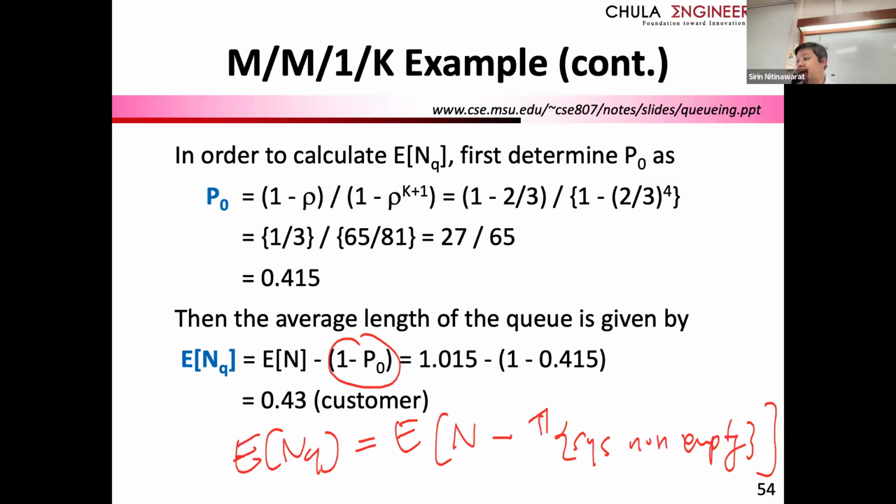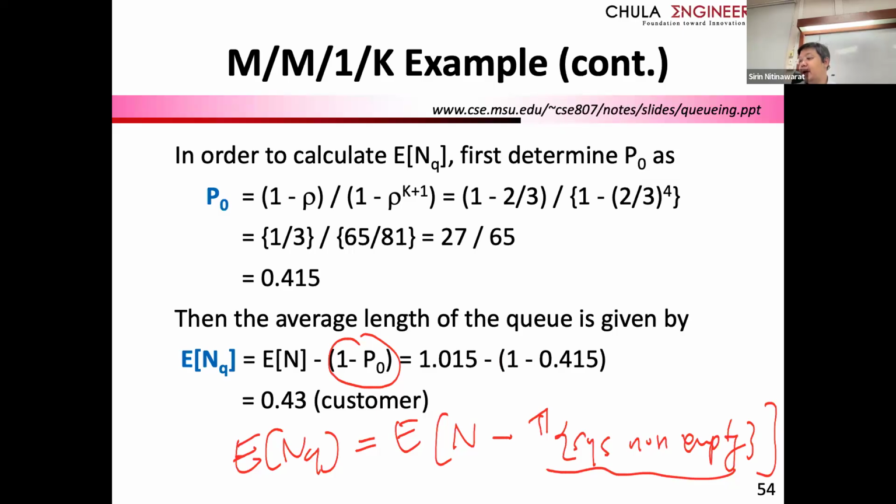Because what will happen if the system is empty? When the system is empty, this will be 0, right? When the system is empty, NQ is equal to N, right? Because that customer can go to be served directly. But when the system is non-empty, the extra customer will have to be waiting.